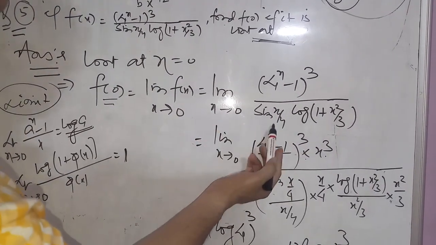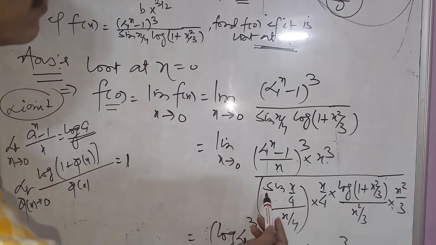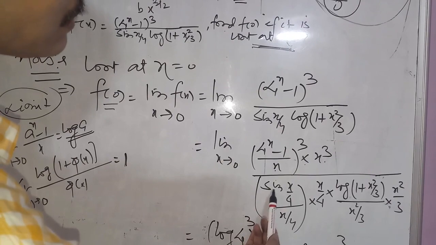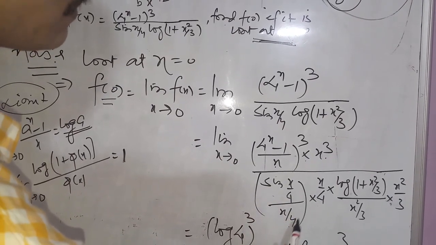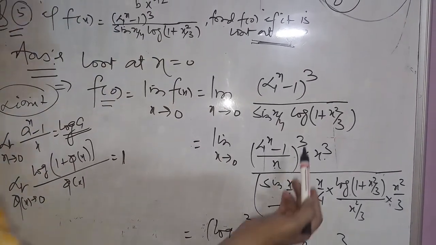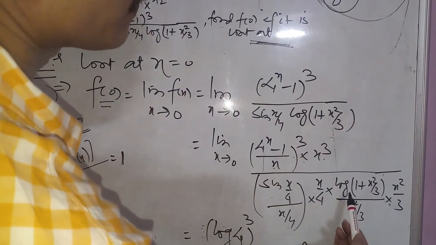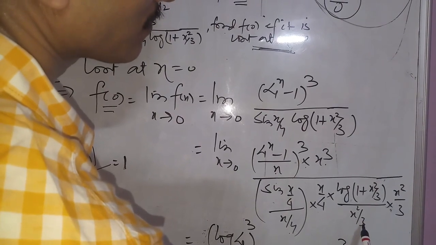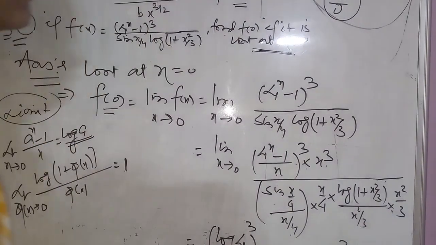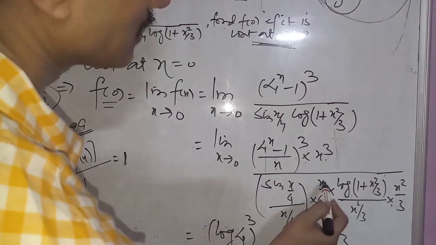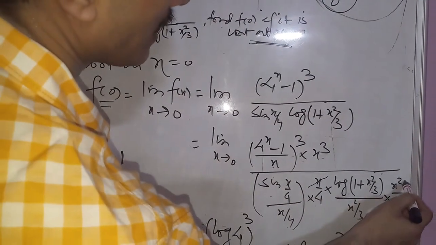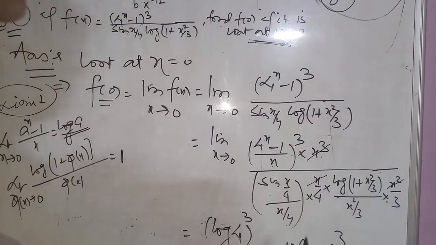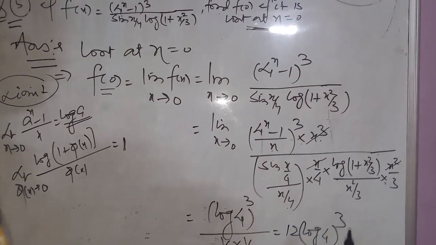As x tends to 0, the angle of sine again tends to 0. So adjusting in the form sin theta by theta, sin(x by 4) divided by (x by 4) into x by 4. Log(1 plus phi x) divided by phi x, x square by 3 into x square by 3. Here cancel out x square, that is x cube and x cube. These factors are responsible for indeterminacy.